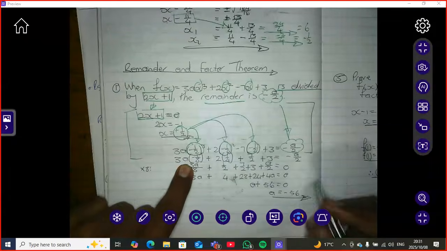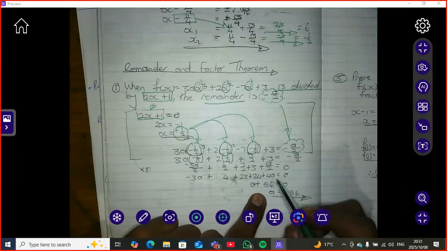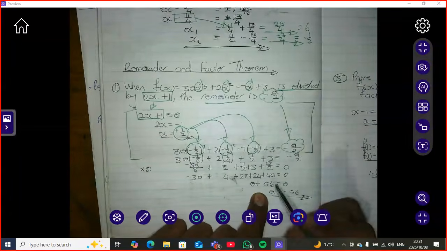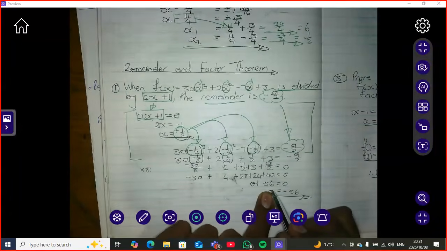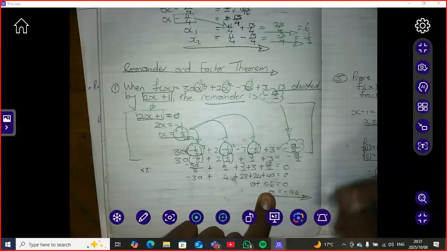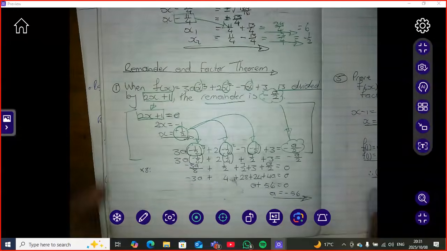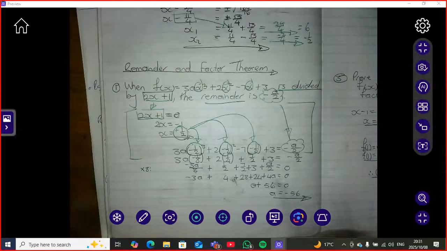Then you're going to have a over 8 equals to whatever this will equal to on this side. Then you must cross multiply. If you don't want to multiply with 8 here already, it's up to you how you simplify.